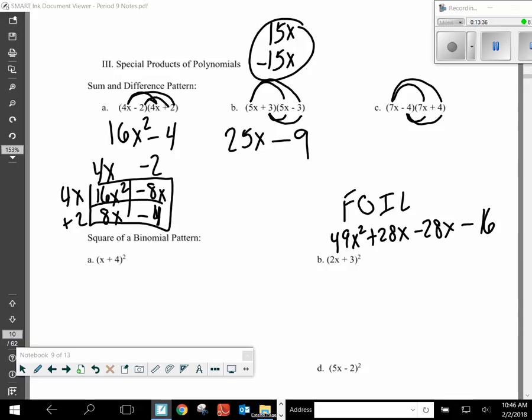So it's the same thing as the box method. It's just a different acronym, but it only works for a binomial times a binomial. So combine like terms, I have 49x squared and then minus 16.